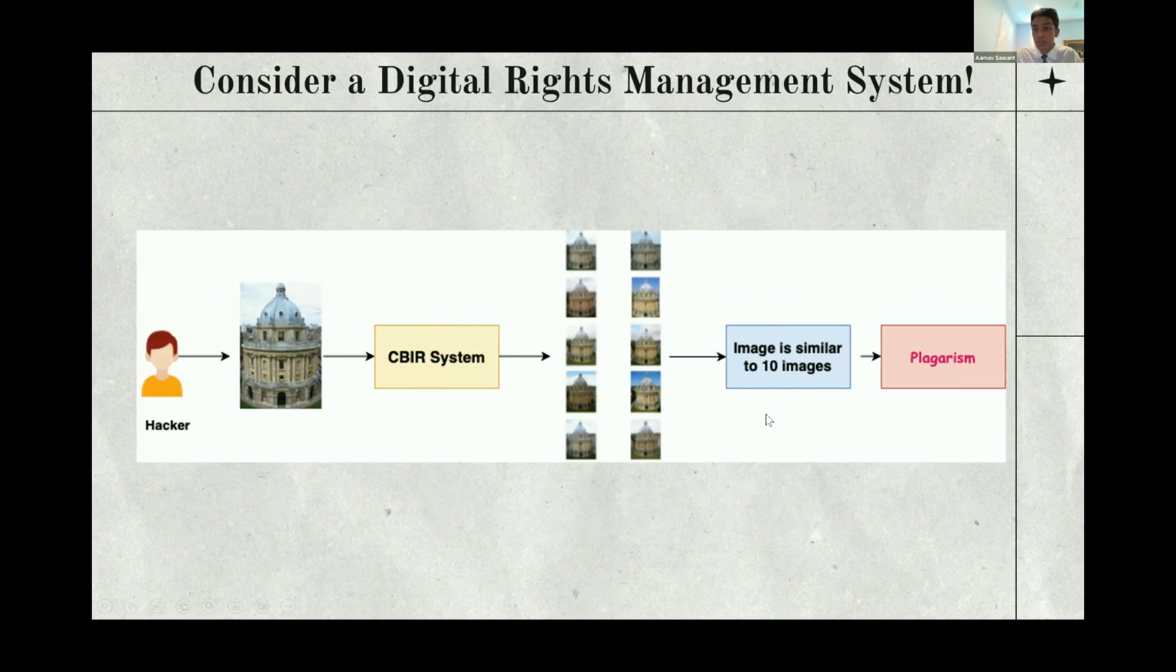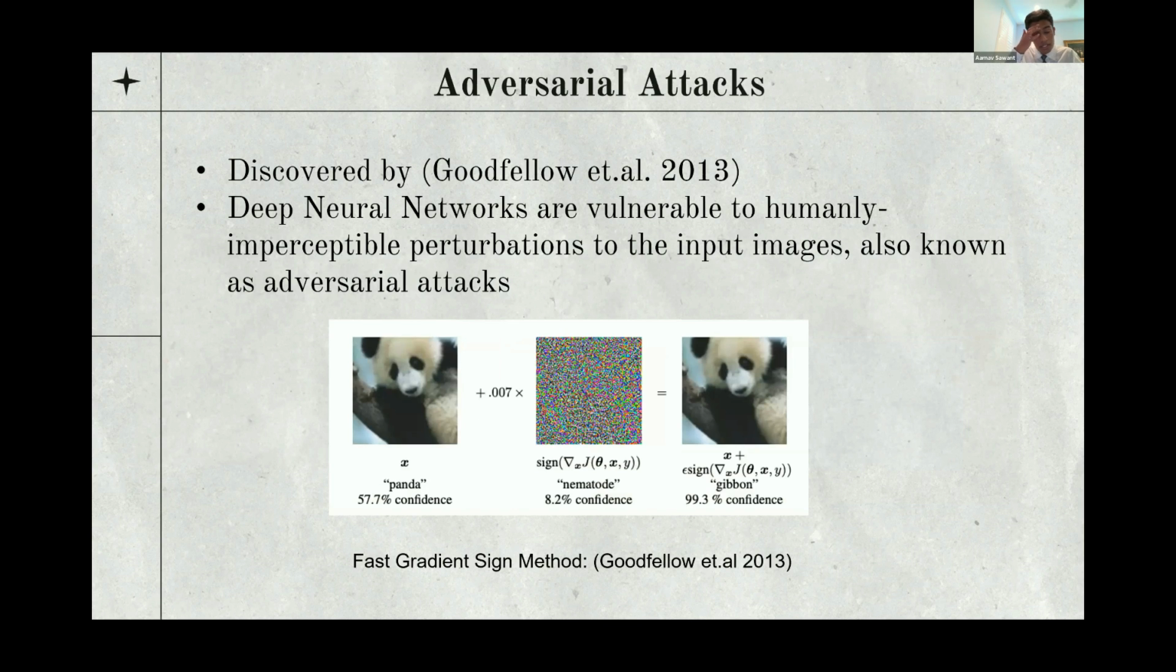Then a human, a professional monitor, will go and check to see if this input image is really similar to any of the 10 images that have been returned back. And in this case, this image is pretty much the same as all the 10 images that have been returned back. So, he can then mark this image as plagiarism, and the hacker was not able to publish his artwork. So this brings us to our next topic, which is adversarial attacks.